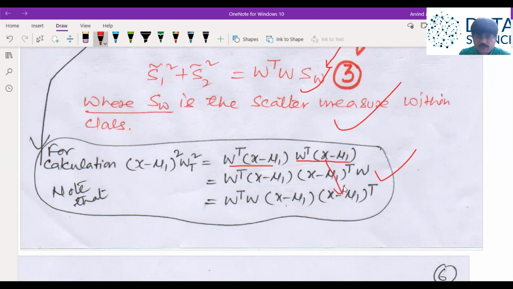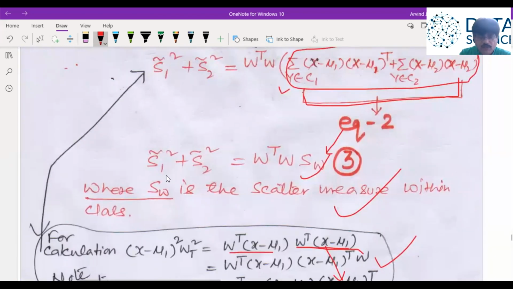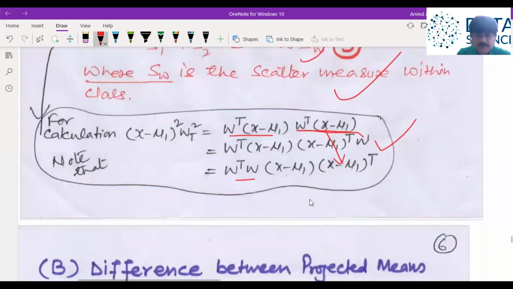And if you transpose it, this W^T will become W. So W^T W is equal to (X minus mu1)(X minus mu1)^T, right? So the value comes out to be, in equation 3, the sum of the projected scatter S1 square plus projected S2 square is equal to W^T S_W W. This is our equation number 3.